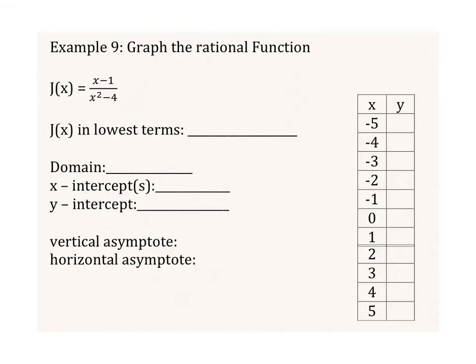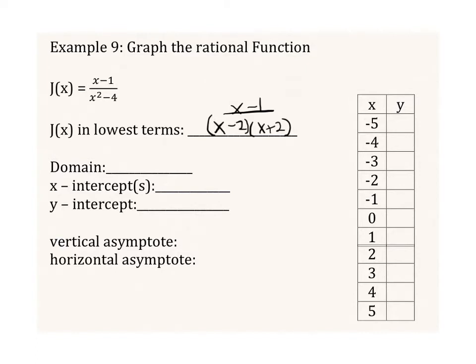Alright, so example 1 here. This function in lowest terms, well, the numerator can't be factored any further, so it stays the same. But our denominator is a difference of 2 squares, so I can say x minus 2, x plus 2. It's factored. That's in lowest terms. If it could cancel, then I would. Okay, let's say it was x minus 1 on the top, I would cancel, and away I go. And it'd just be 1 over x plus 2. But this can't cancel, so we're good.